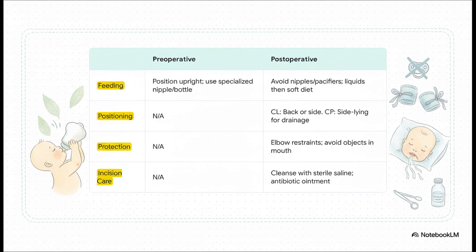This table is golden because it shows the huge shift in our nursing care. Before surgery, it's all about one thing: getting nutrition in safely. We're positioning them upright, using special bottles, burping them all the time. But bam! After surgery, our priority completely flips. Now it's all about protecting that delicate repair. That means no nipples, no pacifiers. We're positioning them carefully on their sides so secretions can drain. And we're using elbow restraints to keep their little hands away from their mouth.